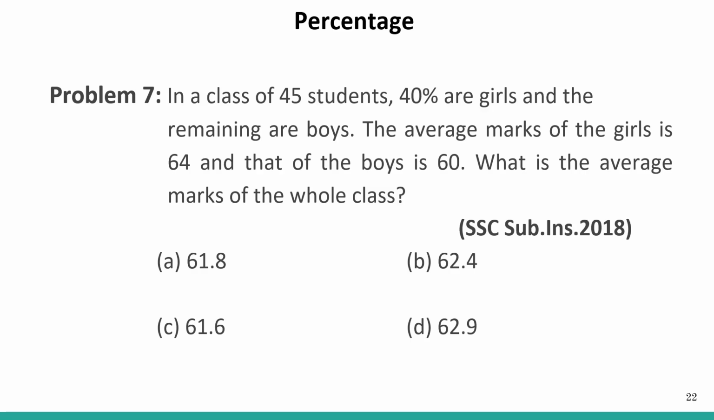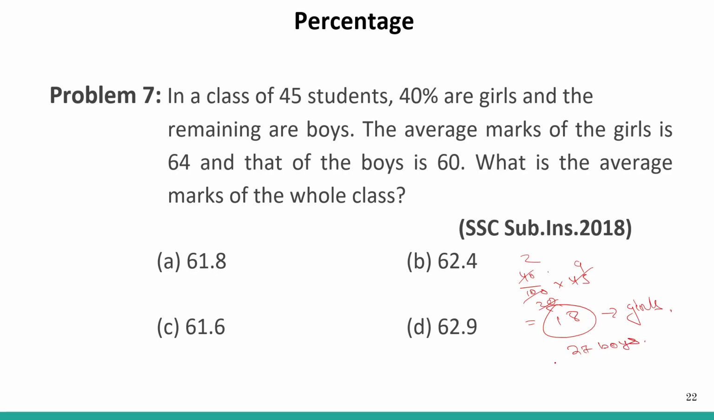Okay. So in a class of 45 students, 40% are girls. So what? 40 by 100 into 45. We want to know the number of girls. So that is what? This is 20 and this is 9. So 2, 18 girls in this class. Okay, the remaining are boys. So how many boys are there? There are 27 boys. Okay.